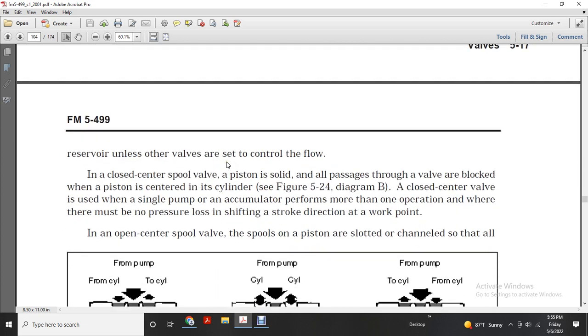Reservoir unless other valves, either the shed with the control with the closed center spool with the piston and slot with all the ports with the valves, with the piston cylinder, figure 524, diagram B. Closed center valve with the single pump with the actuating pump, and furthermore in operation there must be no pressure shifting with the stroke direction working.